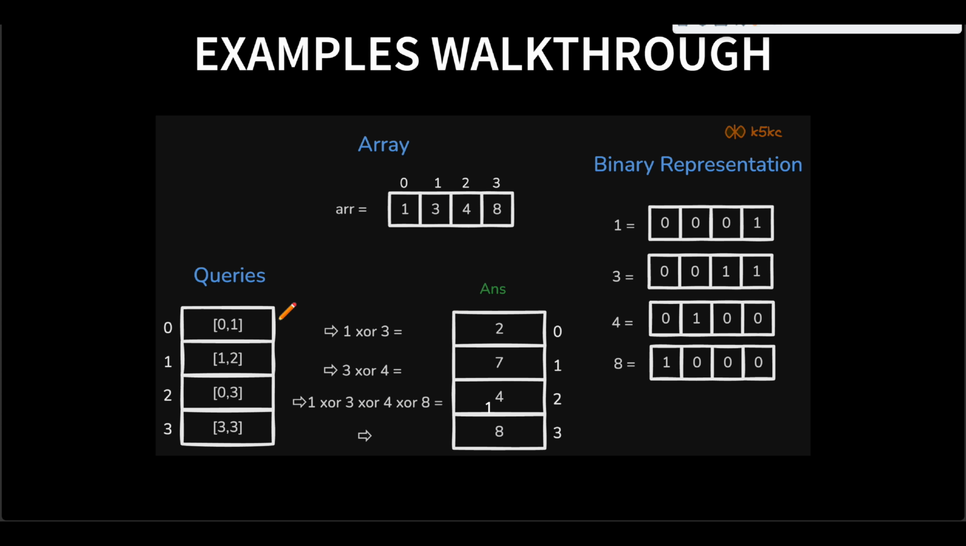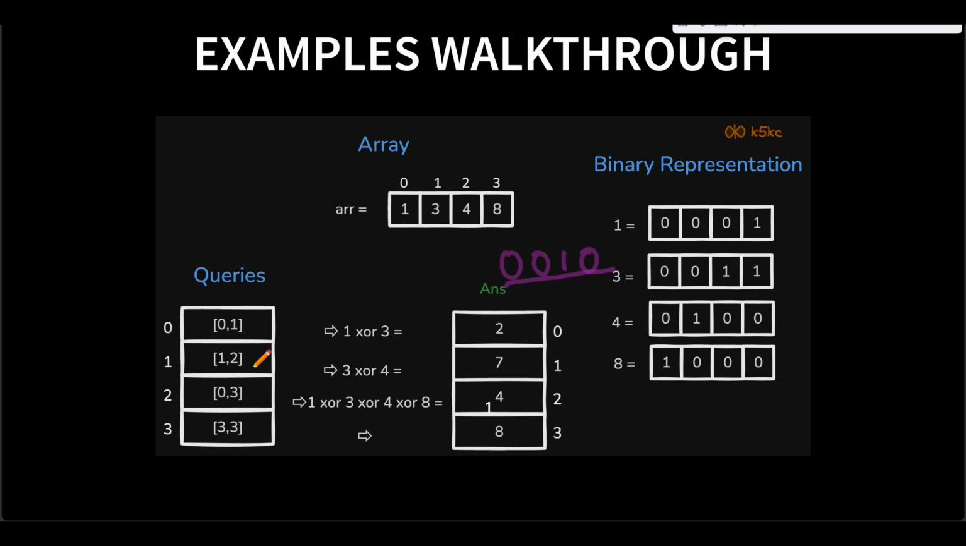So for example, the first query is [0, 1]. That means we should go through the positions from index 0 to 1. That is, we do 1 XOR 3 and that will give us 2. And the reason is, when we perform bitwise XOR, it outputs 1 if the bits are different. Otherwise, it outputs 0. So let's do bitwise XOR between the binary representations of 1 and 3. So 1 XOR 1 will be 0. Then 0 XOR 1 will give us 1 because the bits are different. Then 0 XOR 0 will give us 0. And finally, 0 XOR 0 also gives us 0. So this binary representation results in integer 2 and that is our answer.